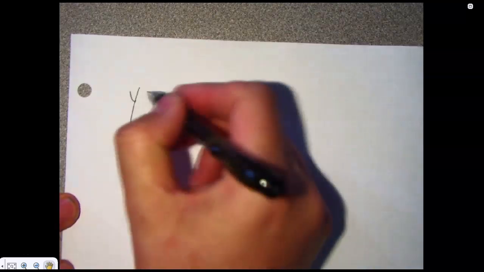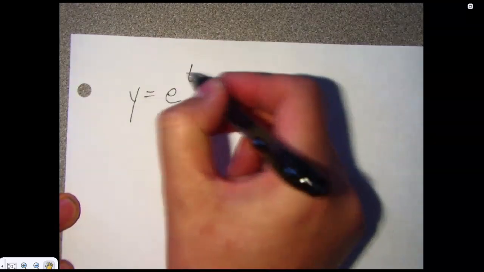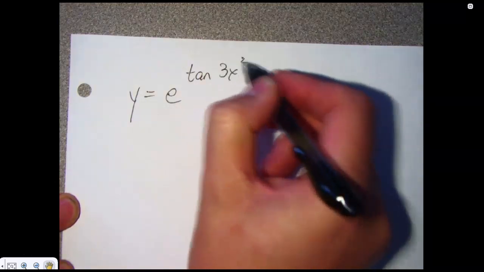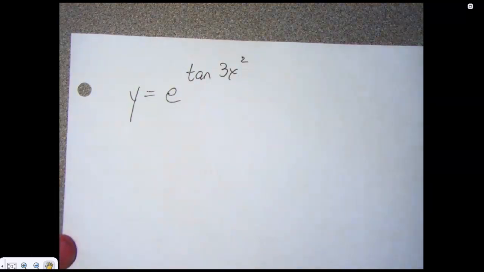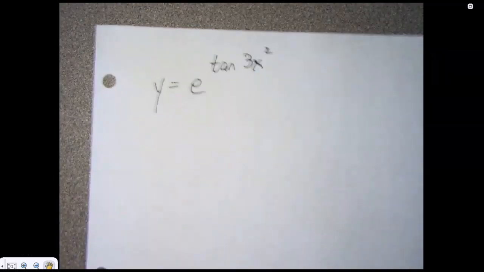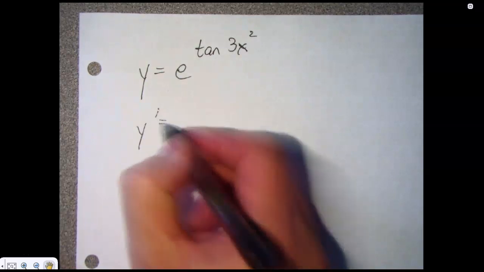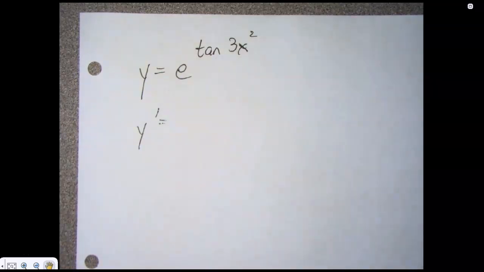Alright, let's try e to the tan of 3x squared. So what's the big guy? E, then what's next? Tan, and then 3x squared. So go ahead and take a second try.